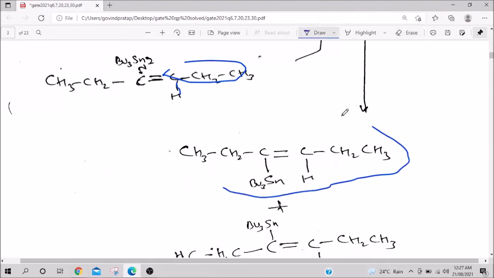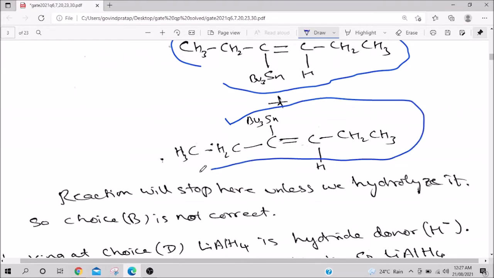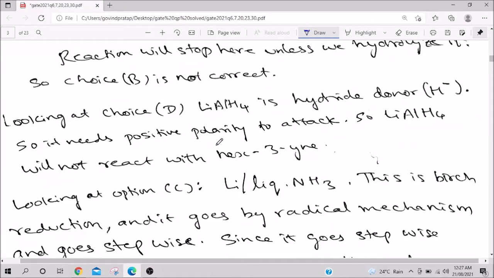And then they have not given any reagent. Once Bu3SnH is attached, you have to hydrolyze it to form something else. They have stopped here. So to stop here, you are not going to get your trans alkene for sure. Let's look at choice D.